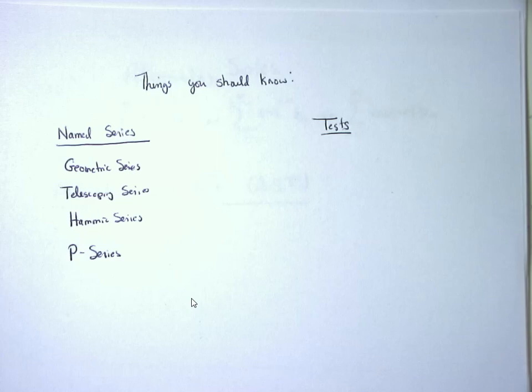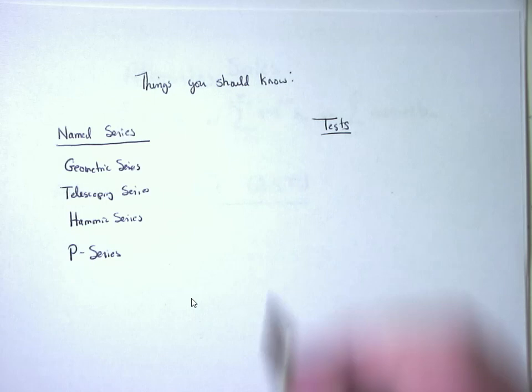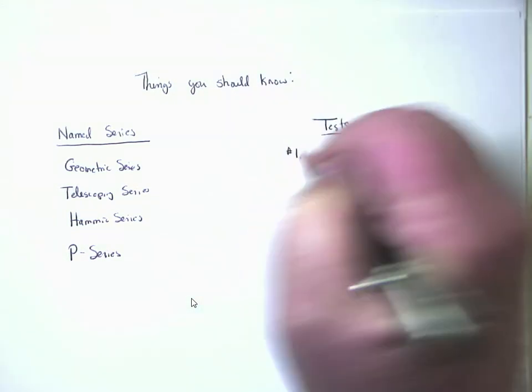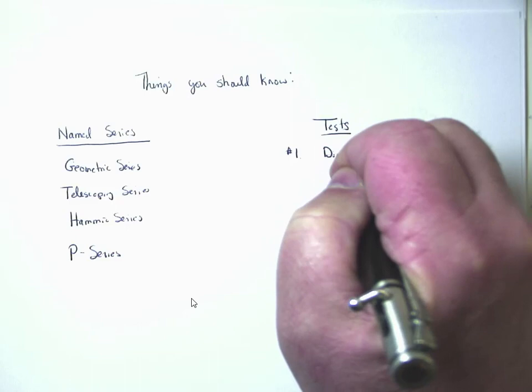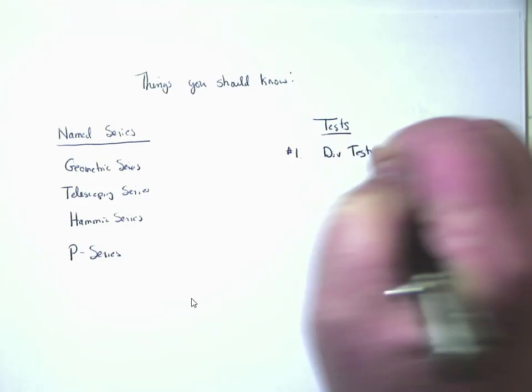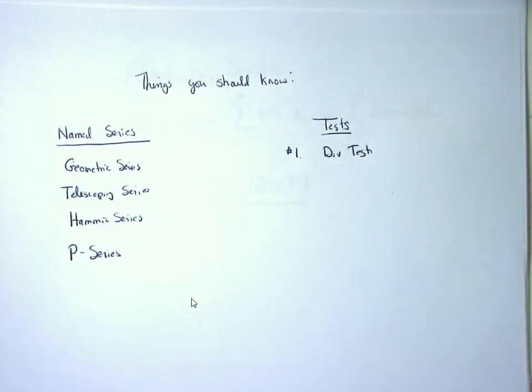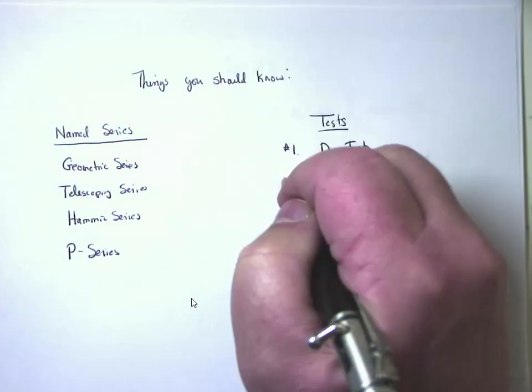Let's talk about the named tests that you have memorized, that help us prove a particular series is either going to converge or diverge. The first one, these are in order as we numbered them. Number 1 is called the divergence test. If you have a series and you take the limit as n approaches infinity of the sequence part and you don't get 0, automatically the series is going to diverge. Divergence test.